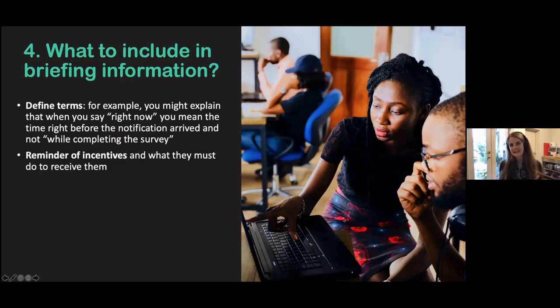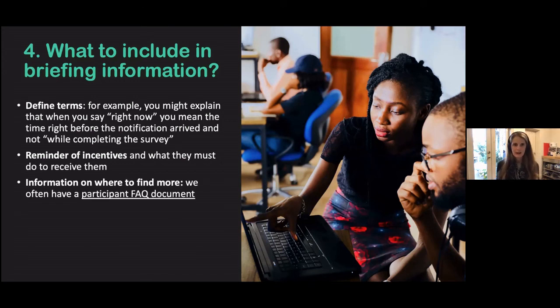A reminder of the incentives that you're giving and whatever they must do to achieve them. This is important, especially if you have a payment scheme that's contingent on completing a certain amount of surveys. You want to make it clear to participants that they need to do a certain thing to receive that payment. You want to give them some info on where to find more. So we often have a participant FAQ document. Something like that is really helpful so that they can go and look somewhere if they get a bit confused. But of course, they can also email you. And you want to emphasize that you're available to answer their questions, and it's important to you that they ask you things if they don't understand.